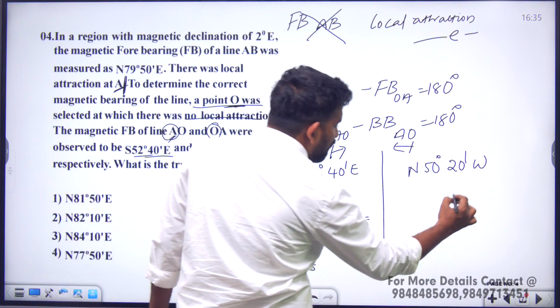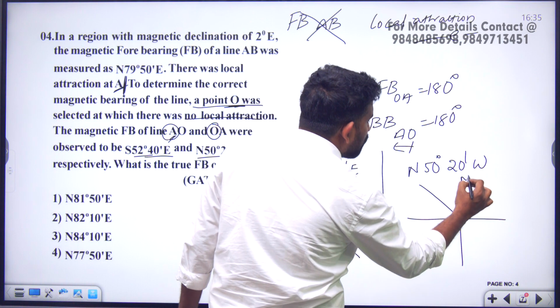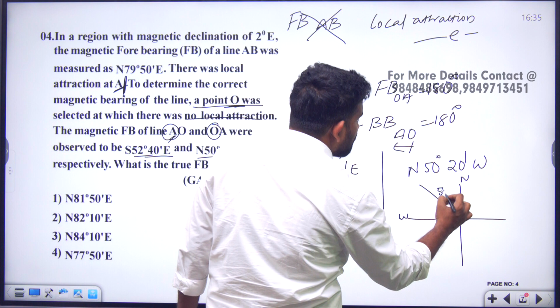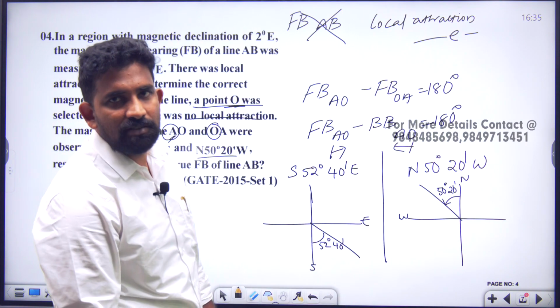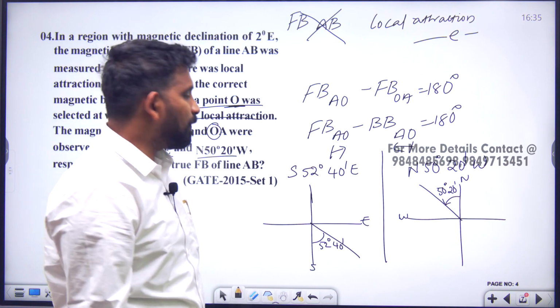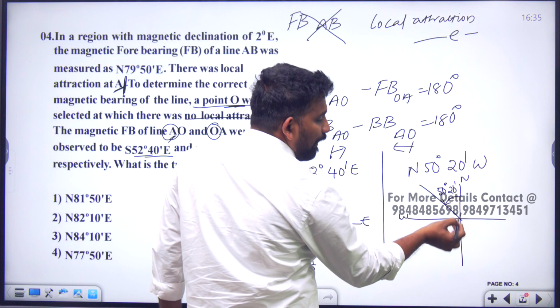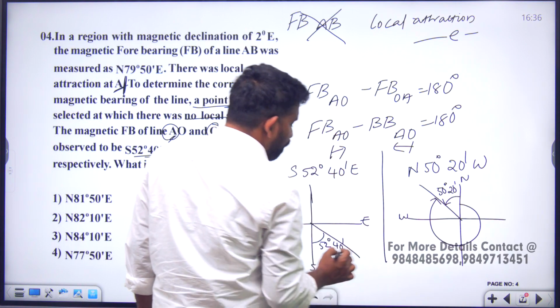If you observe here, the given bearing is in between north and west. So, this is your north and this is your west. So, the given bearing is in the reduced bearing system, 50 degrees 20 minutes west. To understand this concept, you need to attend the classes, no other option. So, the given bearings were here like this. Now, we need to find out the whole circle bearing, and whole circle bearings have to be taken with respect to only north.